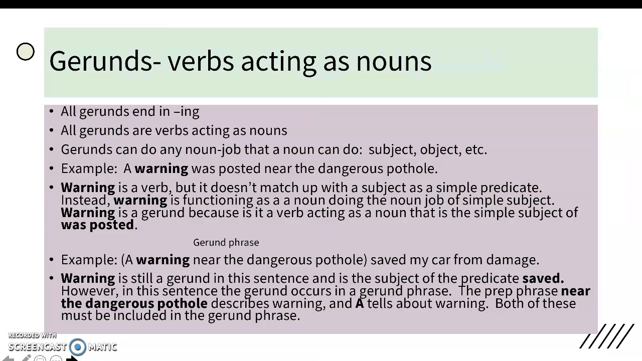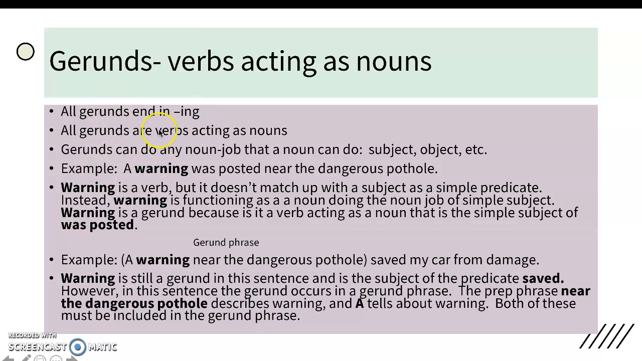The final type of verbal is a gerund. That's when a verb acts as a noun. Now, these all end in ing, which makes you say, oh, well, they must be easy to find. Not necessarily, because participles can end in ing as well. So the test of whether or not a verb is functioning as a verbal called a gerund is whether or not that verb is acting as a noun. They can do any noun job that a noun can do. So a gerund could be the subject, the object of the preposition, or the direct or indirect object.